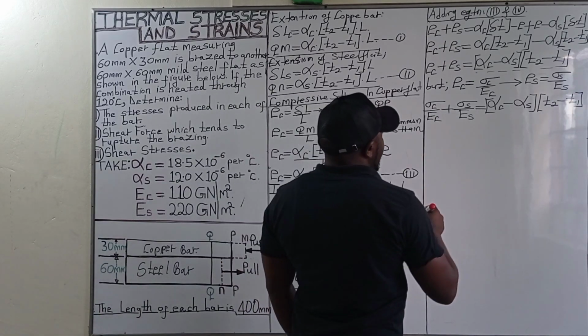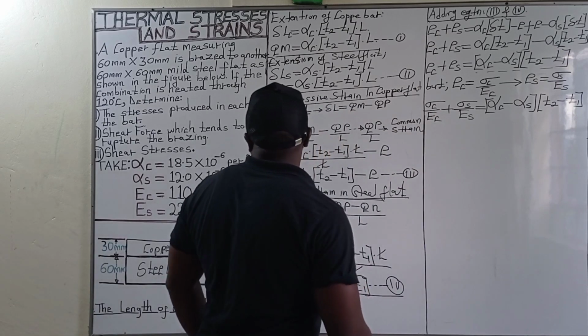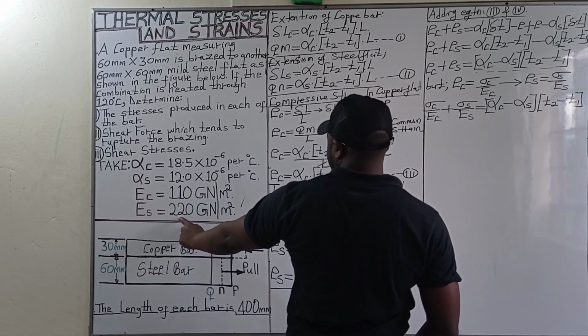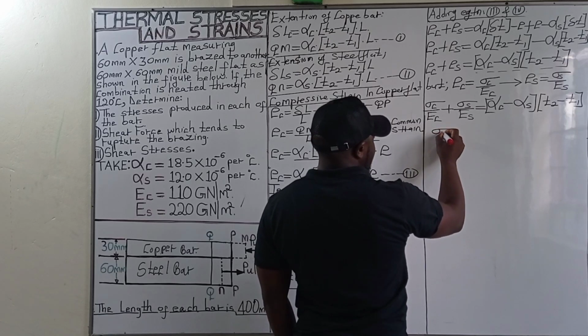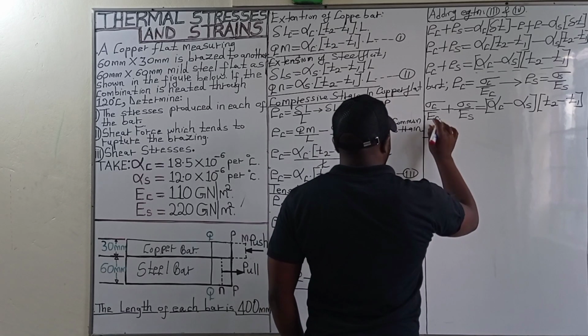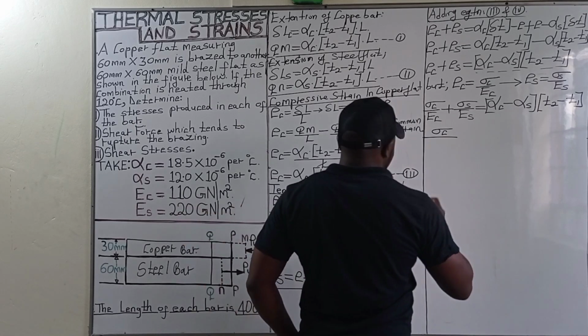Now, we have EC. We have the values of EC here as well as ES. So we are going to have this. The stress in copper divided by Young's modulus of elasticity of copper is 110.